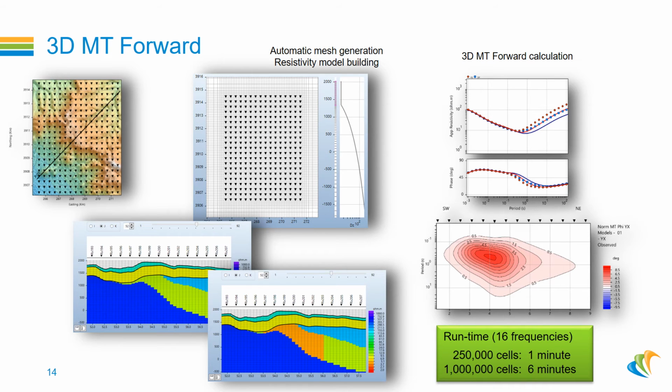Recently, this summer, we have introduced a new module to the Geotools platform, that is the 3D MT forward module. Users can start from their own survey design or define the survey design directly in the software, and then proceed with the generation of the 3D mesh, defining its geometry and resistivity filling, and with the calculation of the 3D MT forward responses. The calculation is done on the user computer, and runtime for 16 frequencies and 1 million cells model is around 6 minutes on a modern computer.